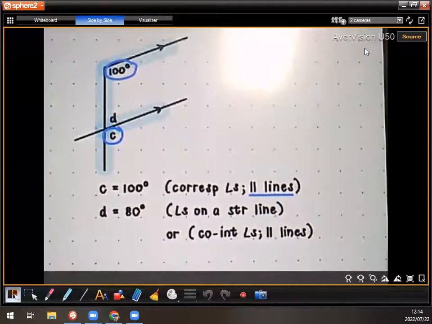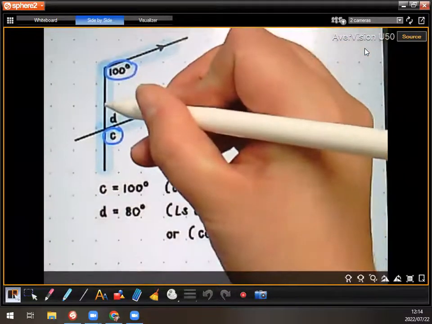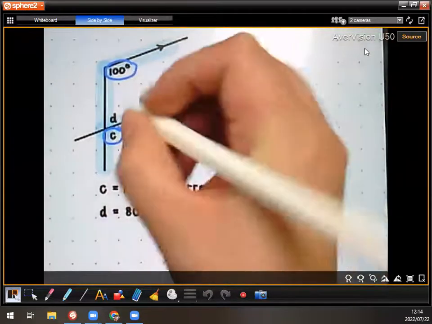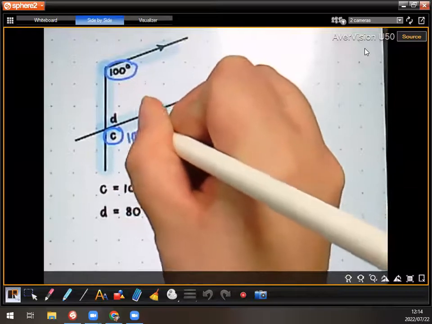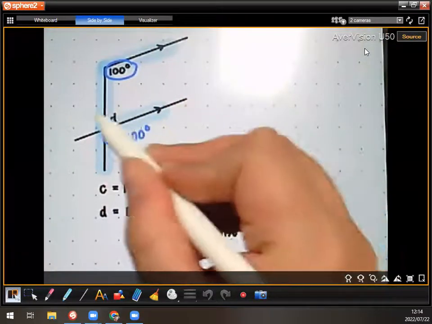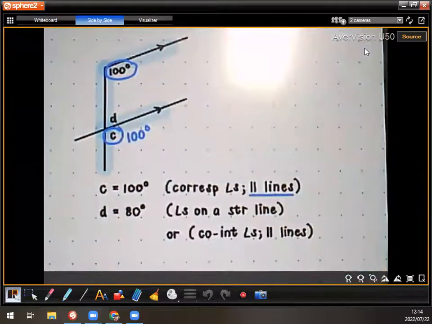Okay. All right, for D, you could have done two things there. You get the same answer either way, fine. Angles on a straight line, right? You could have worked with this 180-degree angle there. You could have said that because C is 100, D will have to be 80, right? Because 180 minus 100 is 80 degrees.